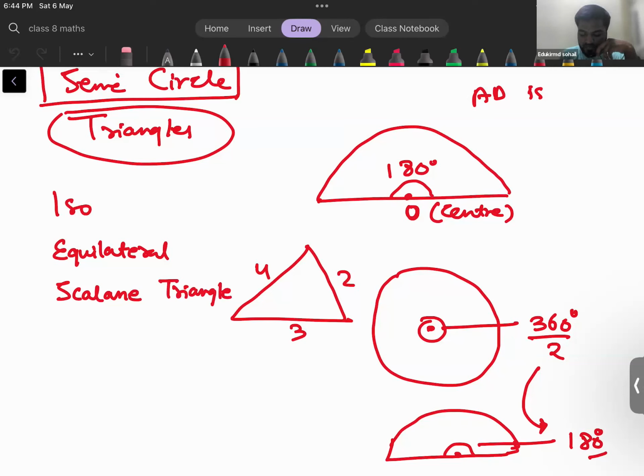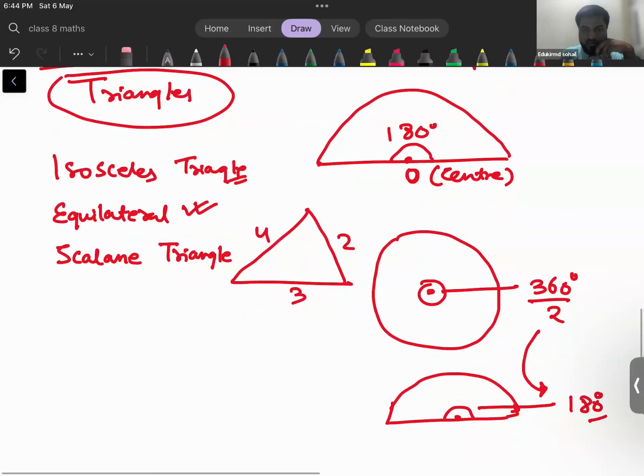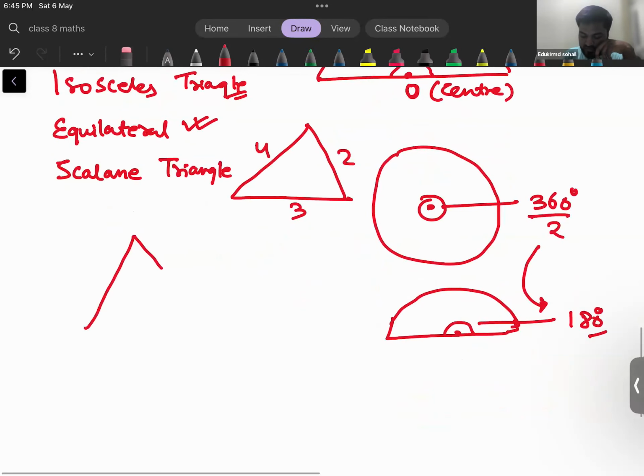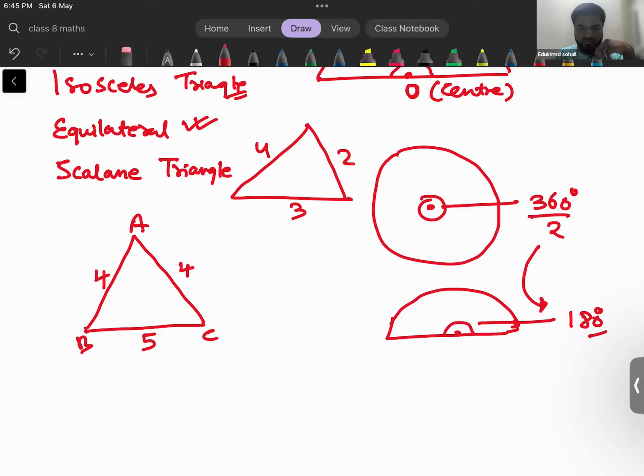Right, Ifra. What about an equilateral triangle? All the sides are equal. And what about an isosceles triangle? Only one pair of sides is equal. Only two of the sides are equal. So suppose I have a triangle like this, this side BC measures, let's say, 5, and these two measure 4 centimeters each. In this triangle, two sides are equal, hence it is called an isosceles triangle.